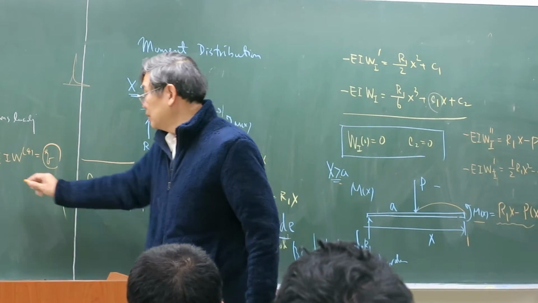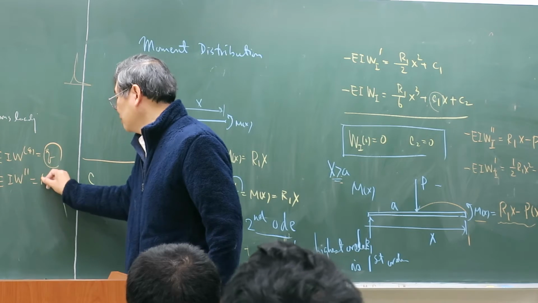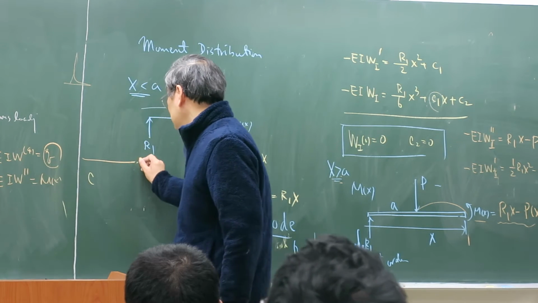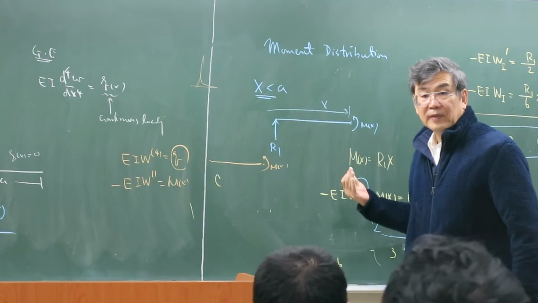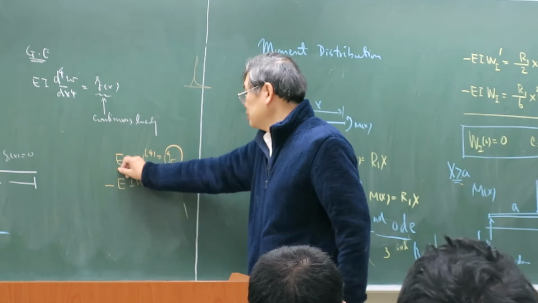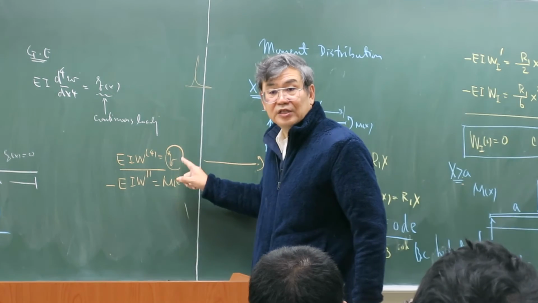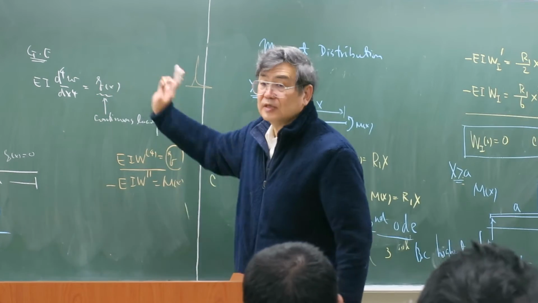Outside, no need. But if you use the EI double prime equal to moment, that's the internal moment distribution inside. Okay, we are. If you use this equation, you have to write out the continuous type of loading. Then you can use this. But for this case, impossible.